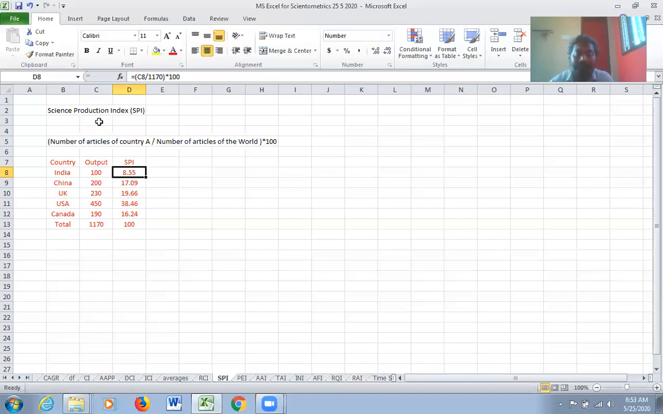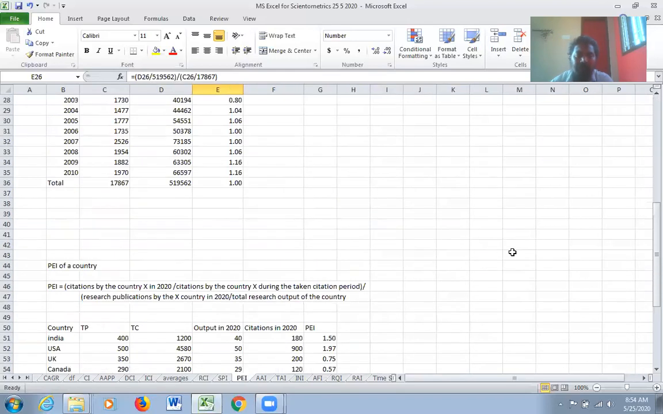And what is the science production index of India? It's very simple, 100 divided by 1170. What is the science production index of China? It says C9. C9 is 200 divided by 1170. This way, you can easily calculate science production index. It's nothing but the percentage of papers contributed by a single country in the total research output of the entire world. Fine. Science production index.